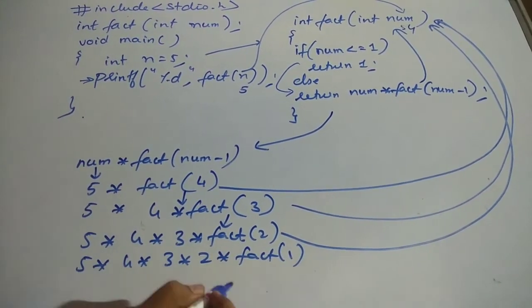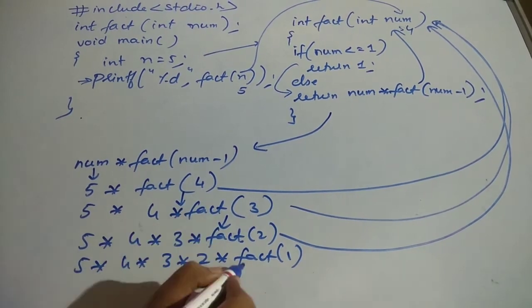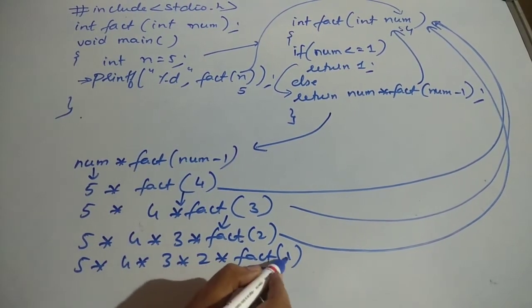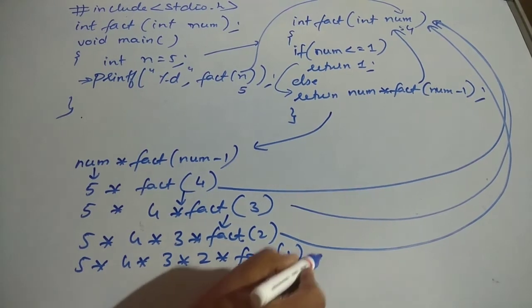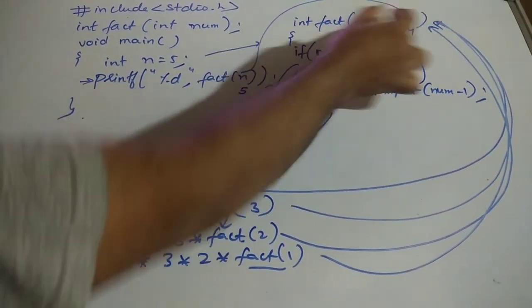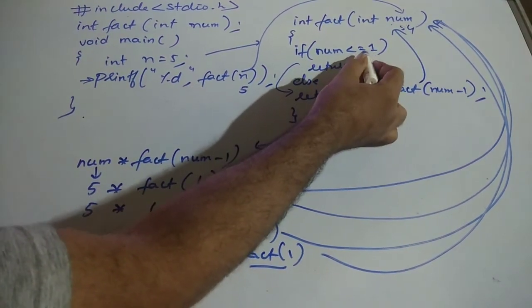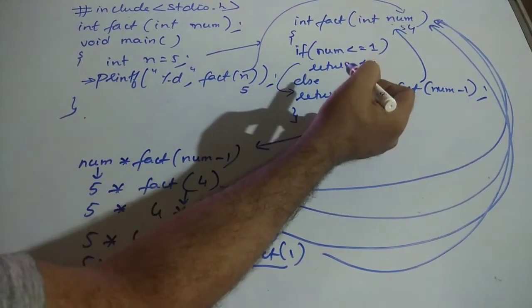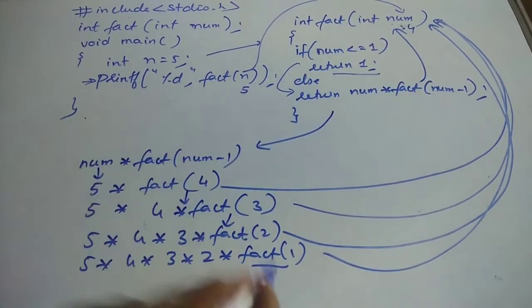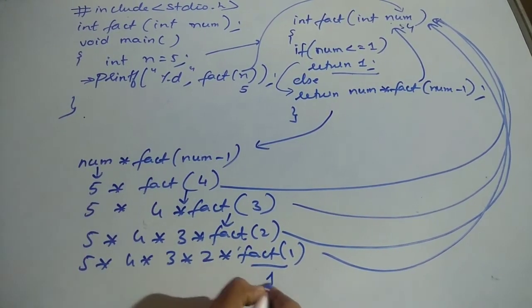Is it clear? Once this statement is executed, again you can see there is one more function call, and the new value which is passed is 1. So it is calling the same function, fact of 1. Is 1 less than or equal to 1? Condition is true here. So we are reaching the base condition. So return 1. This entire thing will be replaced by 1.